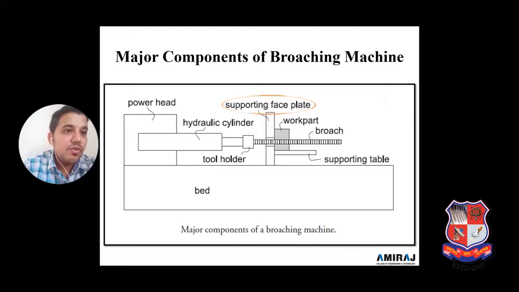Then another is the workpiece. The workpiece is situated after the faceplate, or we can say the supporting table, or we can mount the same thing in the vise also, the screw vise also. Then another is the broach. This broach is nothing but our broaching tool. It has teeth, we will look at it further.